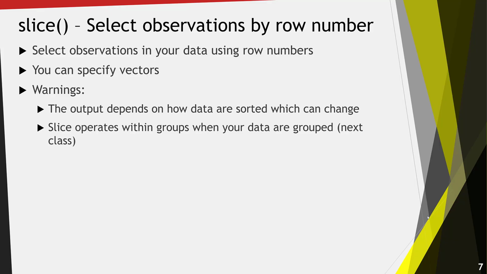The select verb allows you to keep a subset of columns from your data set. The slice verb allows you to keep a subset of rows. It works by selecting observations using row numbers. You can specify a set of row numbers using vectors. Just as a warning, the output from slice depends on how your data are sorted, which can change. And also if your data are grouped, which is something we'll cover later, slice operates within groups on your data. So sometimes if you use slice, you might not get exactly what you expect if your data are grouped.